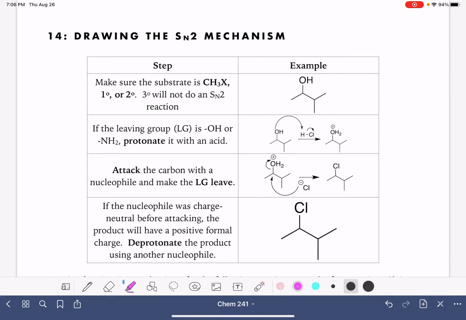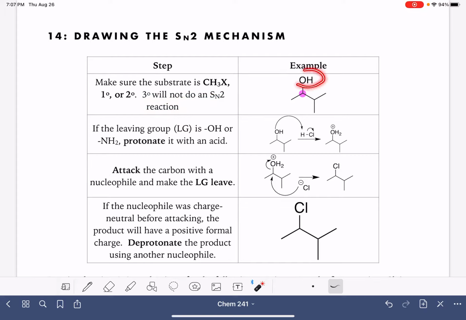That means that the carbon that's holding the leaving group, which in this case is the OH, has to be either primary, secondary, or methyl. This particular one is secondary because this carbon is bonded to 2 additional carbons. And again, it cannot be a tertiary carbon because that will not do an SN2 mechanism.